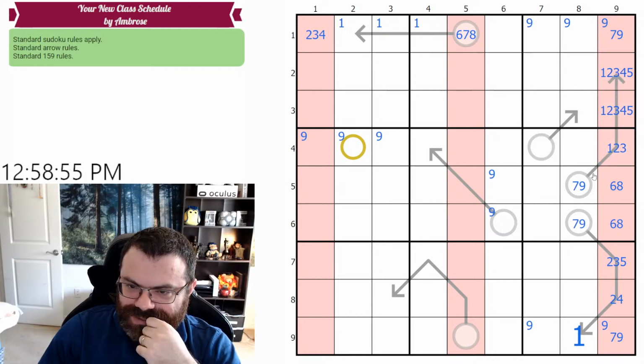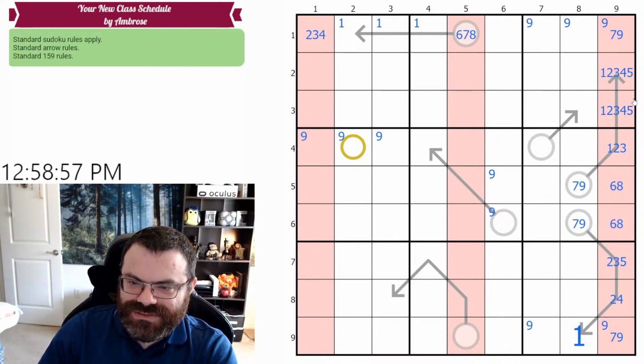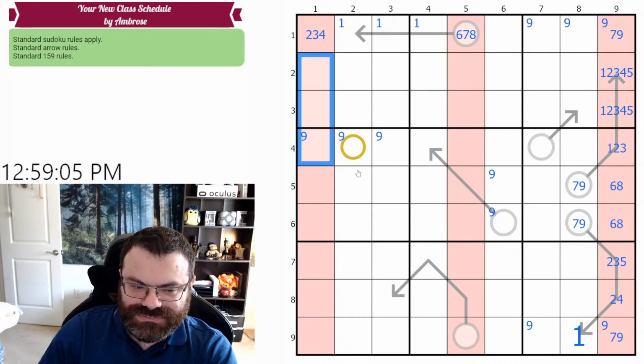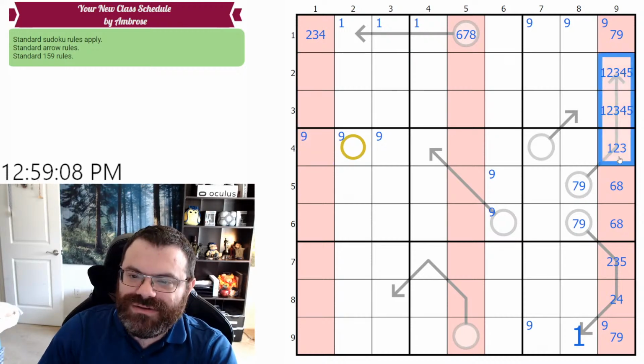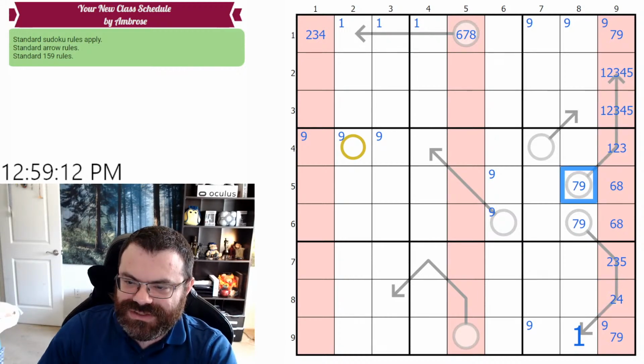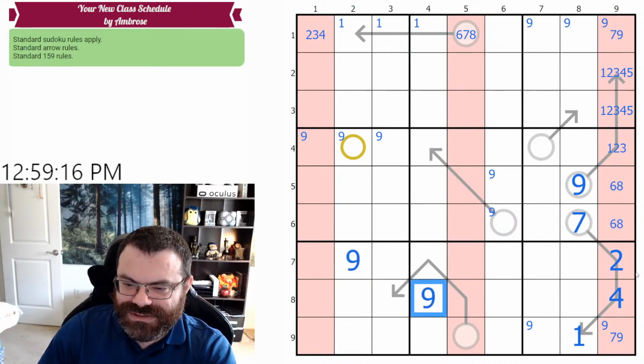What do I do with that? That means that there's definitely a 9 over here. Oh, right. Even more importantly, it can't be 1, 2, 4 either, because that breaks this cell. So this has to be the 9. That's the 7. This is 2 and 4. Places 9's here. This doesn't have 2 or 4 in it, so it's 1, 3, 5.